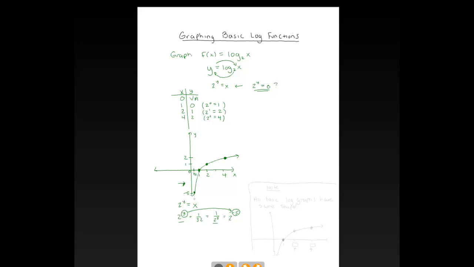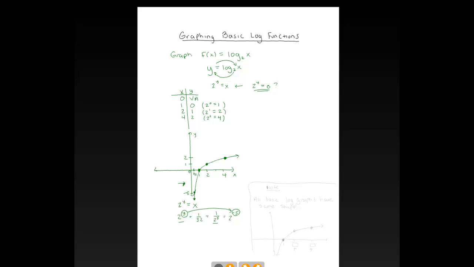I could keep picking even smaller numbers, like 1 over 64, which is even smaller than 1 over 32. If I did that, I'd find that y is negative 6. The point is, I can make those values as small as I want, and the y value is just going to continue to decrease. That explains our log shape.